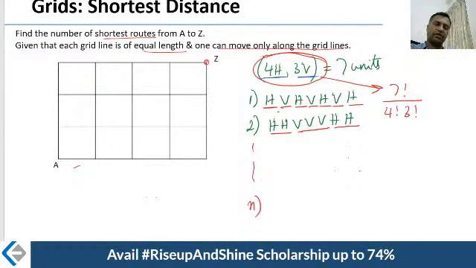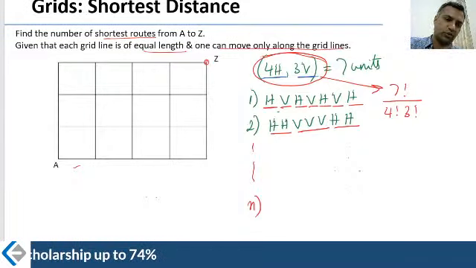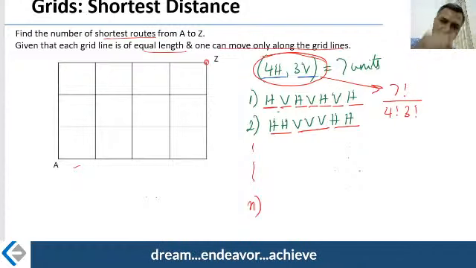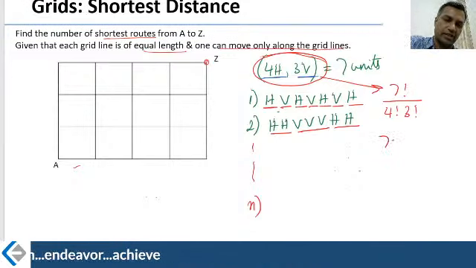What is that? 7 factorial. Now you would say that 7 factorial divided by 4 factorial and 3 factorial. That's what you would have done there. 4 horizontal, 3 vertical. This is going to be your result: 7 factorial by 4 factorial, 3 factorial. Simplify this, and that gives you the answer here.